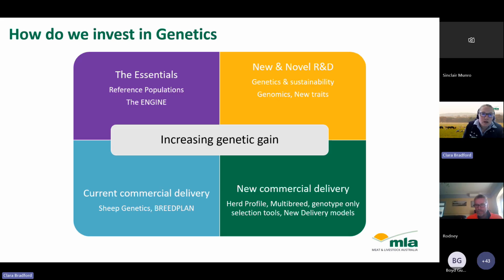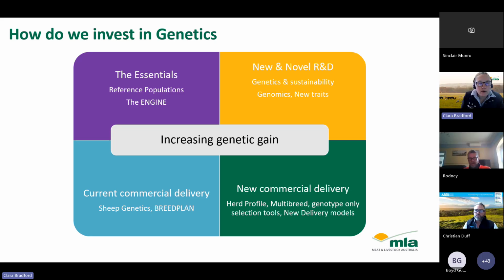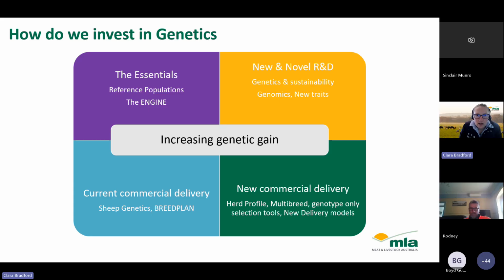So the two boxes above the line essentially are what sits in our R&D portfolio, and the essentials is really reference populations, which are considered to be an essential component alongside our work that we do on the analytical engines such as BreedPlan and Ovis. And then we also are interested in investing in new and novel R&D such as new genetic traits, new genomic tools, and sustainability traits, etc.